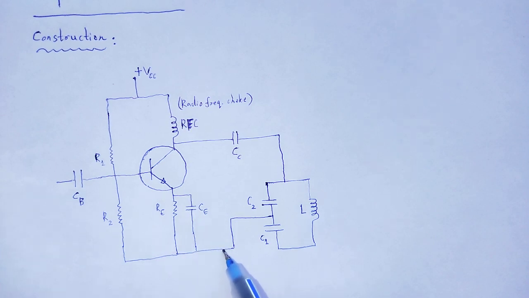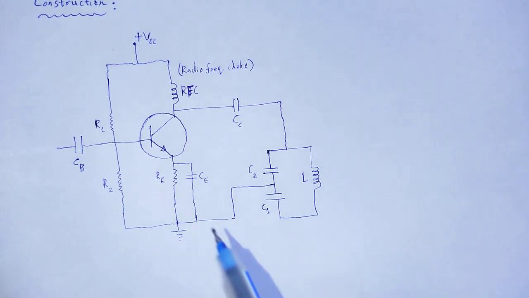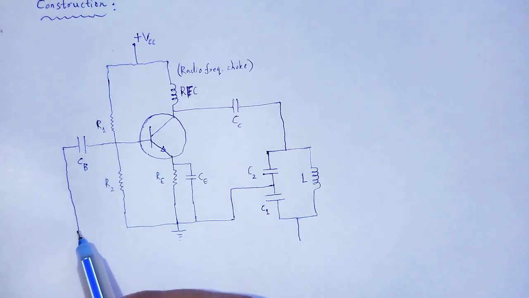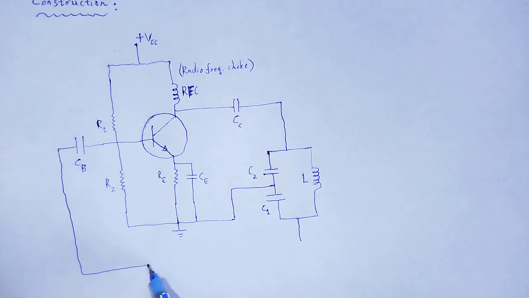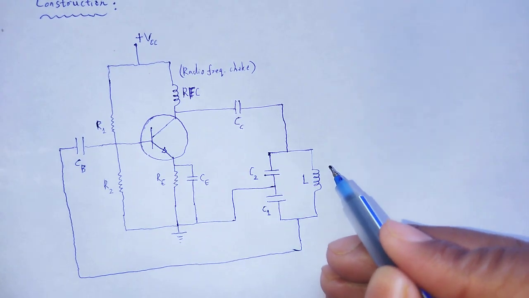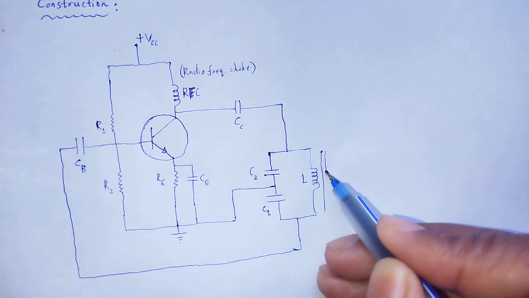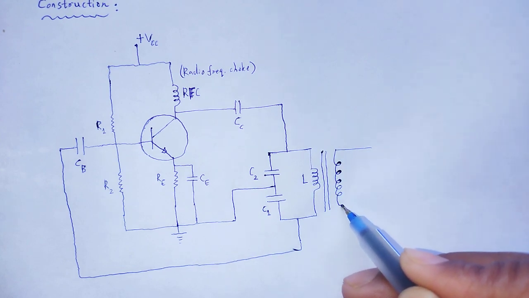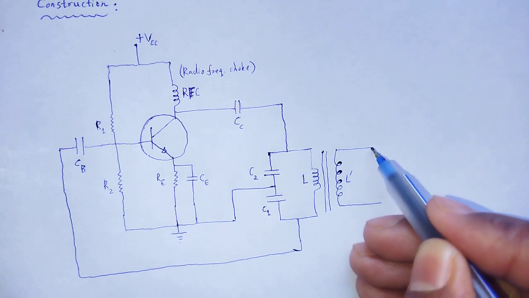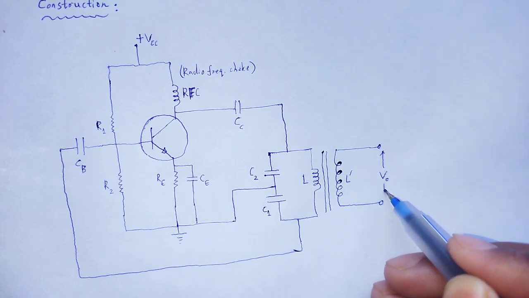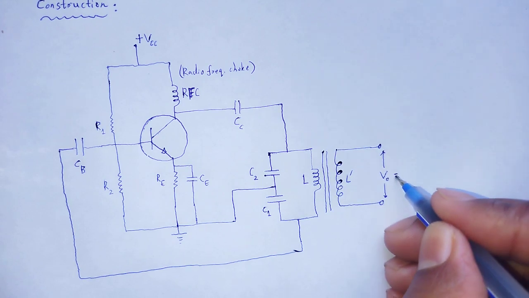These terminals are grounded, and the output is the input towards the transistor, and finally the output we obtained is across the inductance L, the output voltage V output.